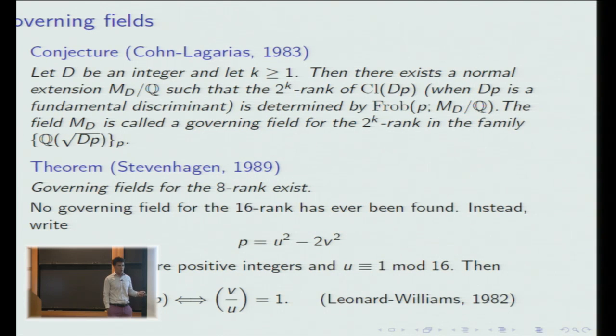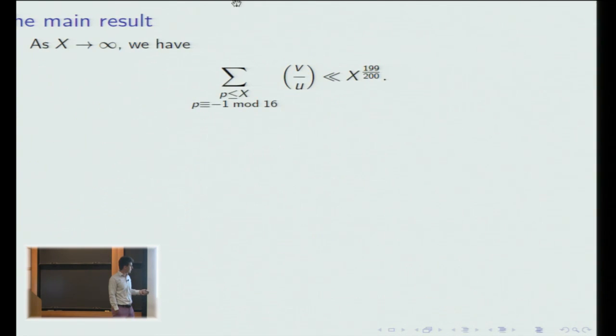So in order to prove the conjecture for 16, one would have to show that these plus and minus 1s occur equally often, right? Because we know that for 1/8 of them, 8 divides the class number. If we want to show that for 1/16 of them, 16 divides the class number, we want to show that these plus 1s and minus 1s occur infinitely often.